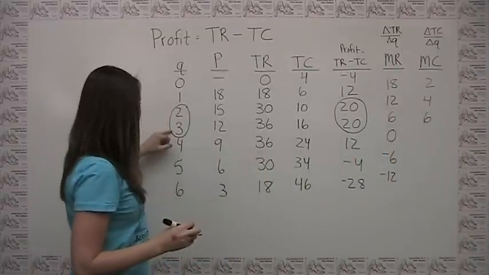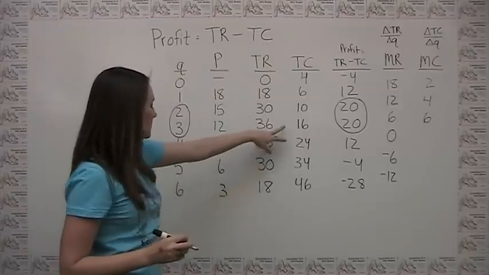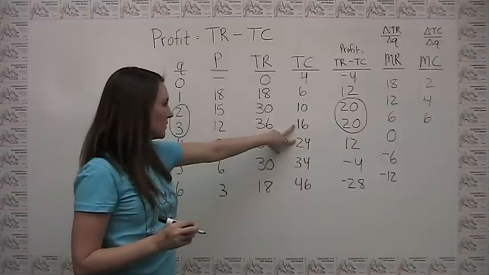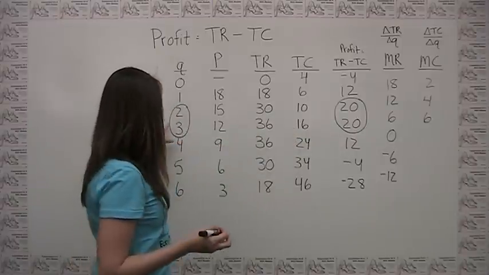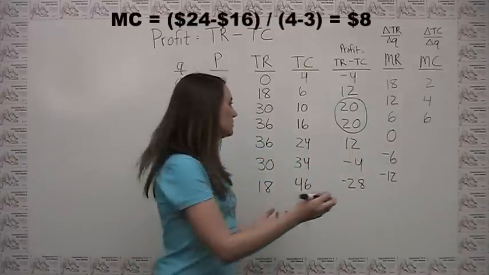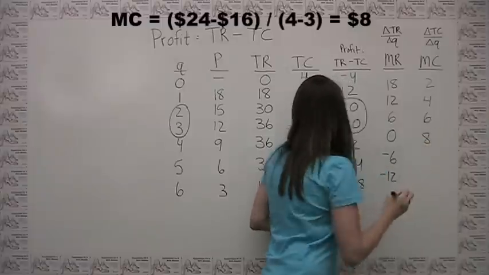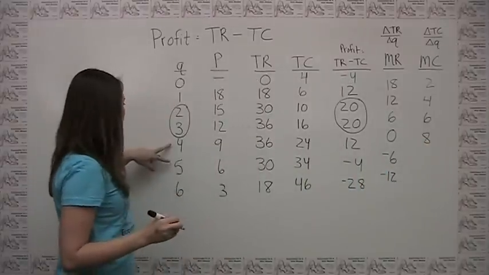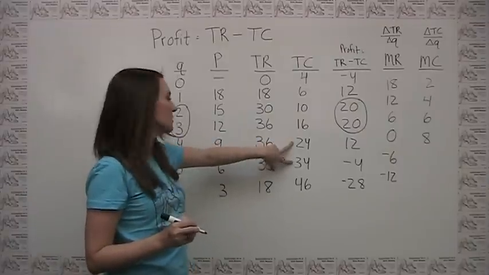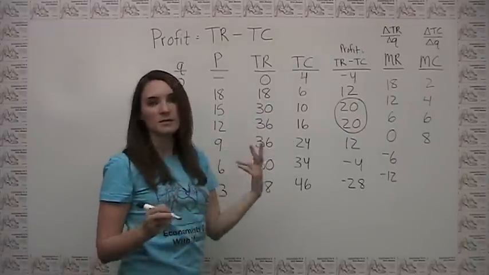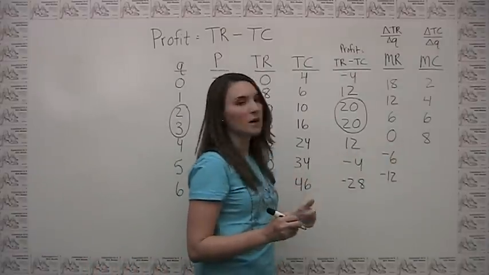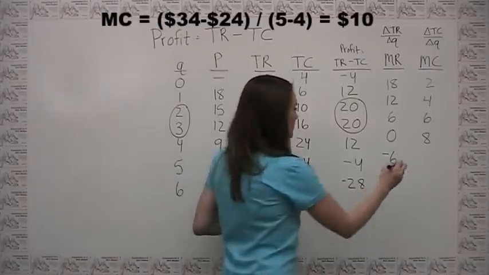In going from 3 units to 4 units, our total cost increases from 16 to 24, which is an increase of 8. Again, for a 1 unit change in quantity. So our marginal cost is just 8 divided by 1, which is 8. In going from a quantity of 4 to a quantity of 5, our total cost increases from 24 to 34, which is an increase of 10 for a 1 unit quantity increase. So our marginal cost is just 10 divided by 1, which is 10.